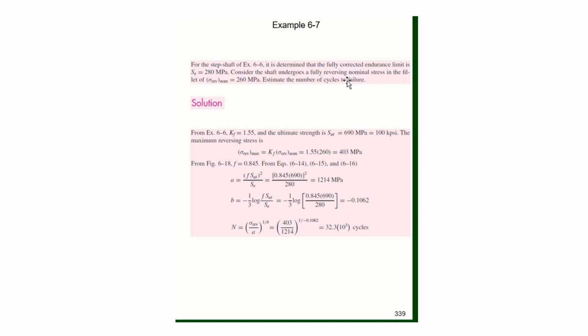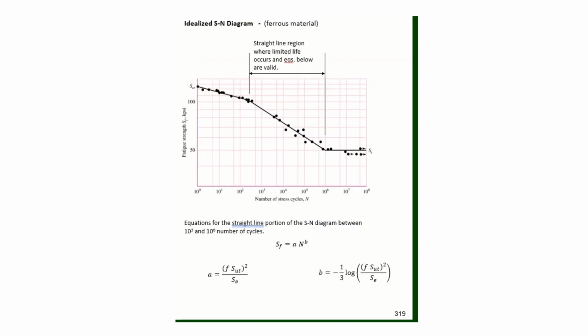To do this, I again like to write down the governing equation that we will use to solve this problem. The expression is given on page 319 of the note packet, where SF is equal to AN to the B. We will replace this SF with the endurance limit SE. If you recall, this expression is the equation of the straight line portion in the SN diagram. So we will need to be able to compute A and B.